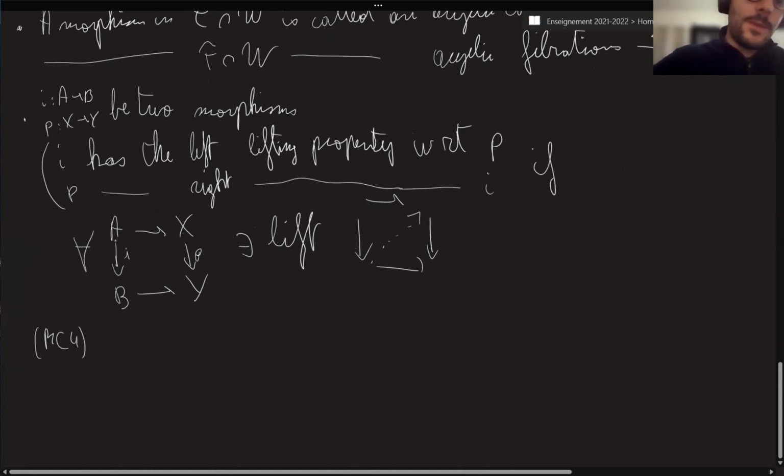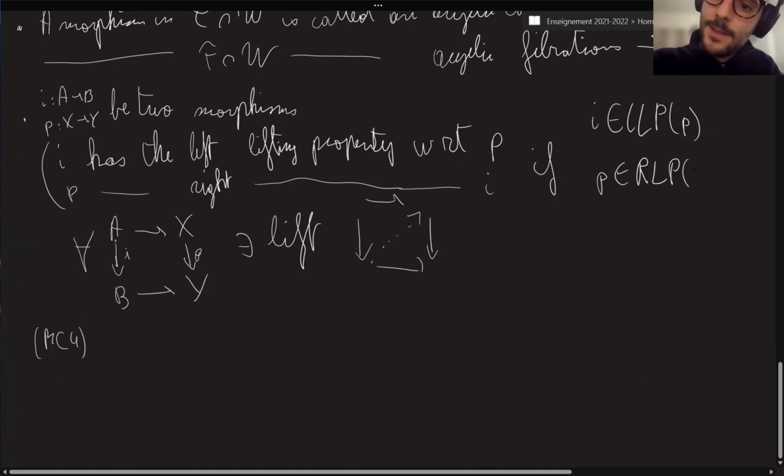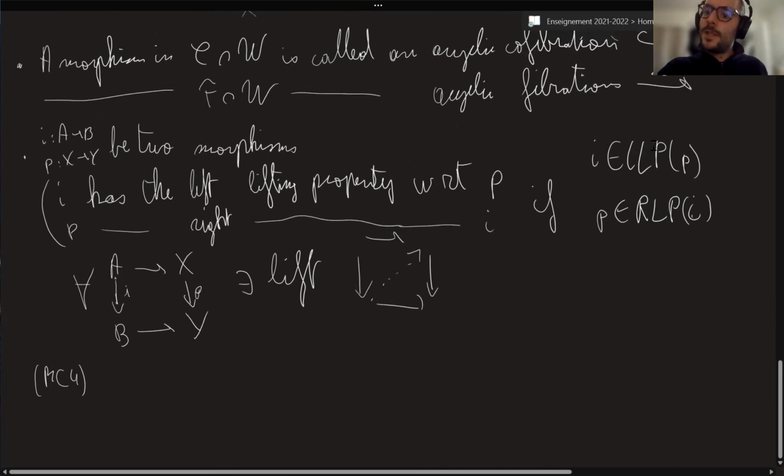So for example, by MC4, maybe one notation. What I'm going to denote as LLP, left lifting property, is the set of morphisms which have the left lifting property. Sorry, again, I inverted. So it's like that. It says that I has the left lifting property with respect to P, or P has the right lifting property with respect to I. Okay, so just a notation. This is a class of morphisms.